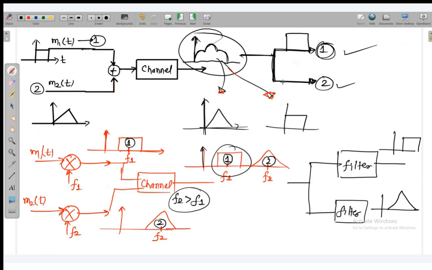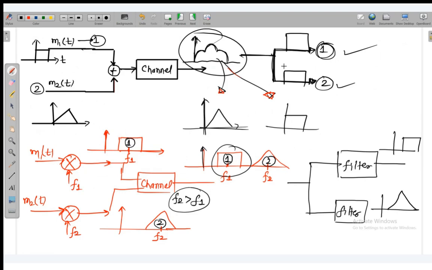Even if I keep a filter here, I will not be able to distinguish in the first case. If I don't perform the modulation, both have mixed in the time domain or in the frequency domain, so it is difficult to distinguish even if I use the filter. But when I modulate it before adding, then it is possible to make the signal distinguishable, and it can be distinguished in the receiver with the help of the filter. Clear? Are you understanding?